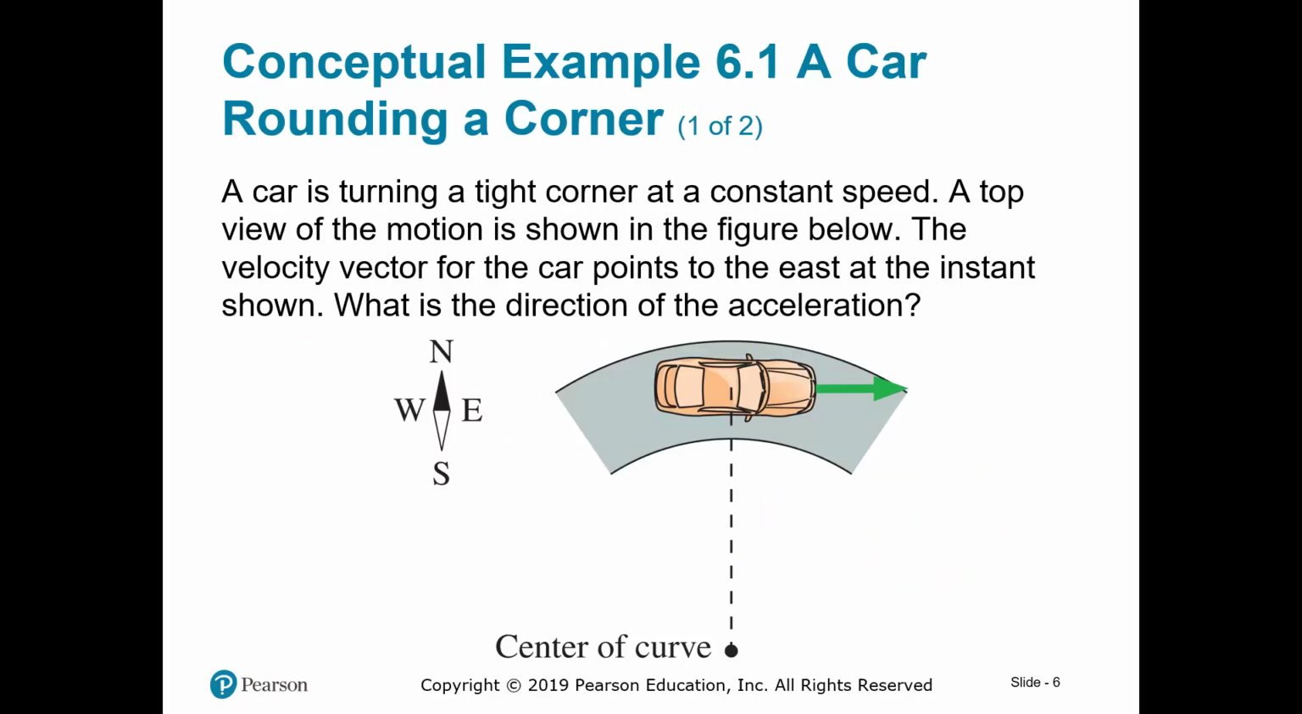And the same, read the same question. The car is turning on a tight corner at a constant speed. Constant speed means your speed, in other words the magnitude of the velocity, is constant. The top view of the motion is shown here, and the velocity vector for the car points east at the instant shown. What is the direction of the acceleration? The direction of the acceleration is always again to the center of the circle. So the direction of the acceleration is down.